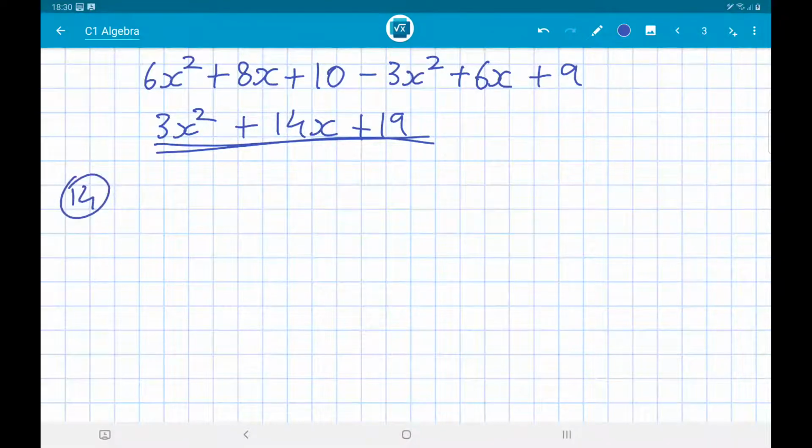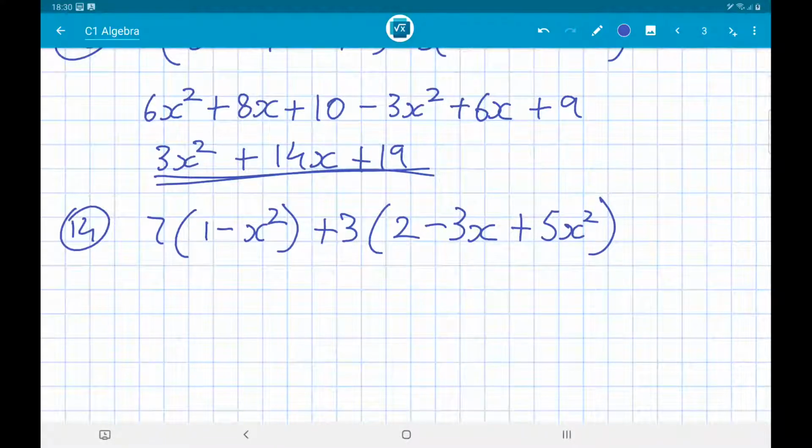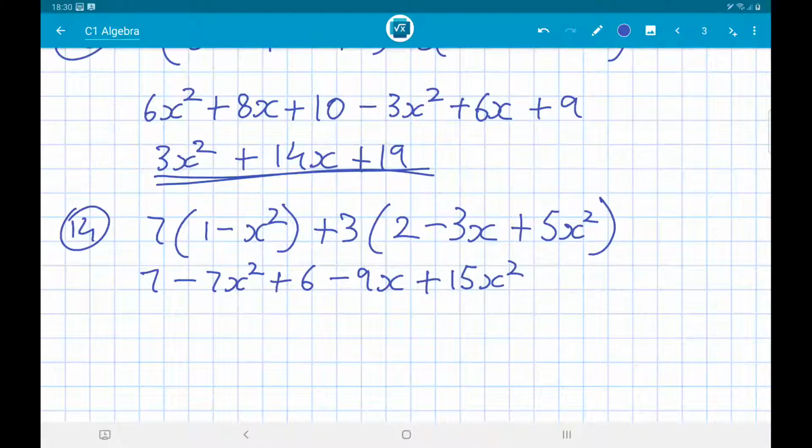14. You have 7, 1 minus x squared. Whoa, that was way out of order. Plus 3, 2 minus 3x plus 5x squared. Right, back to simplifying, sort of expanding the equations essentially. Yep, so we end up with 7 minus the 7x squared plus 6 minus 9x plus 15x squared. Sounds about right. So 7 minus 15 is 8. 8x squared. And it's probably going to be a minus 9x. Yes, correct. And a plus 13.